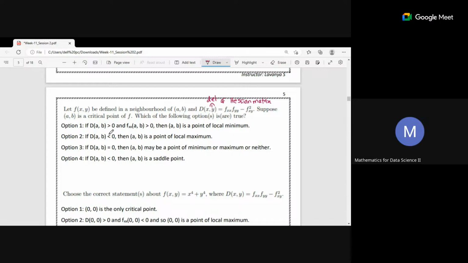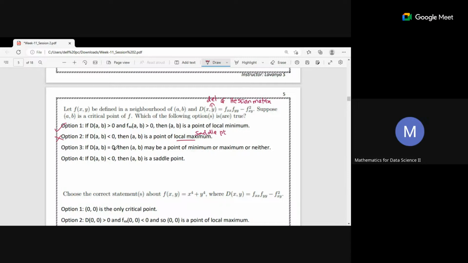So if the determinant is positive and the second derivative is also positive, then a comma b is a point of local minimum. Is it correct? Yes, ma'am. What about this? If d of a comma b is less than 0, then a comma b is a point of local maximum. No, ma'am. Saddle point. So if it is less than 0, it should be a saddle point. So this is incorrect.